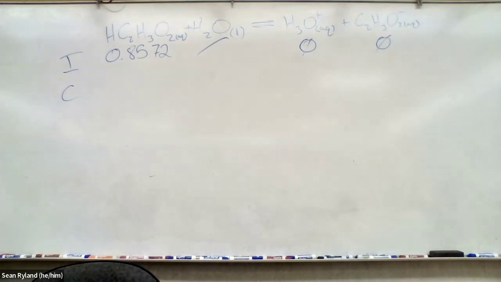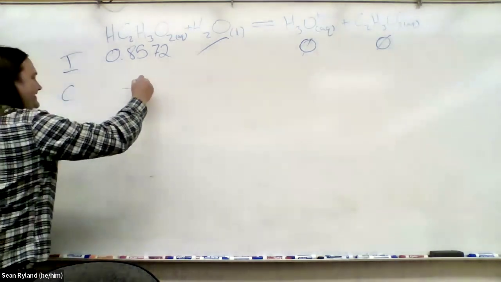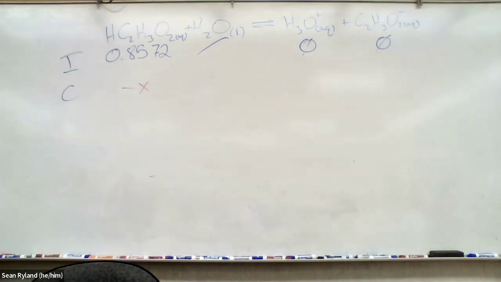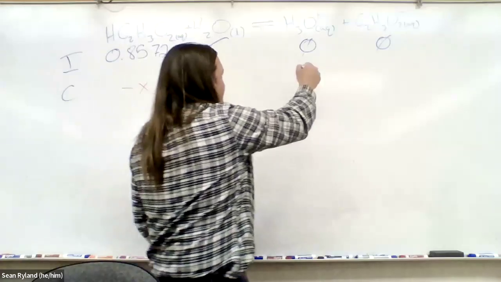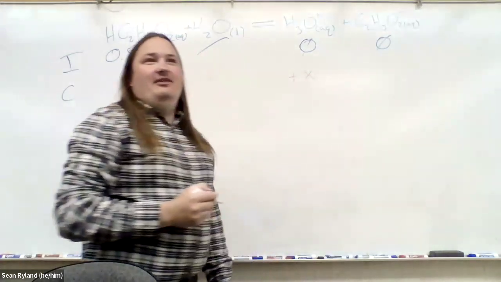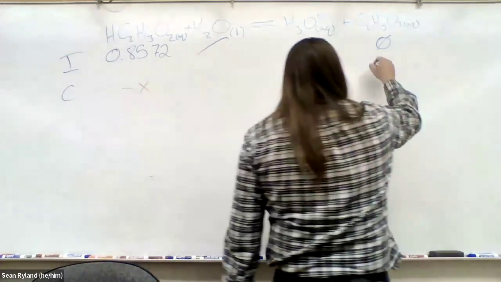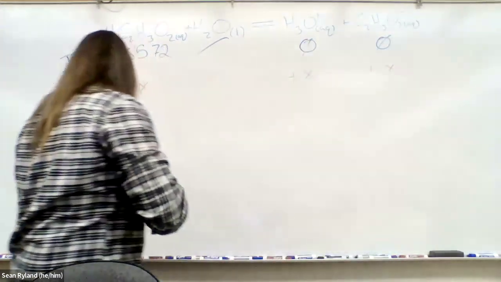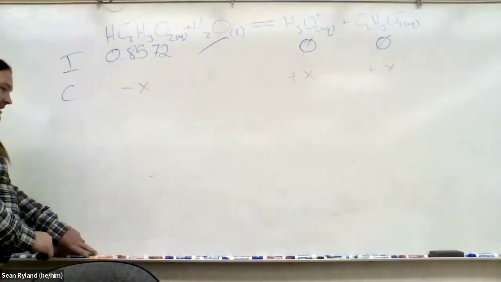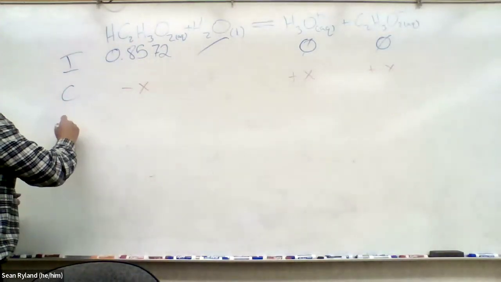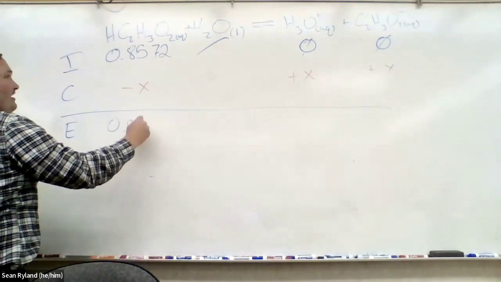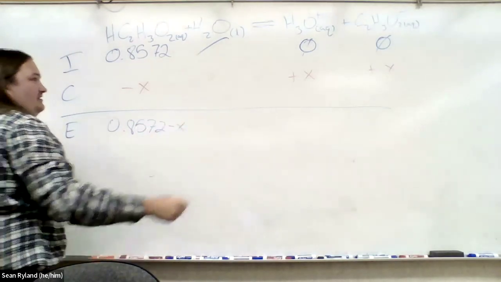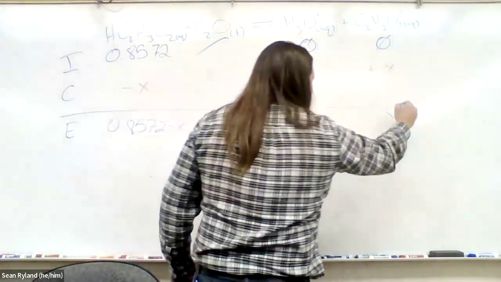All right, what's our change row going to be? Minus X. It's water, so it doesn't matter. For products, we're making them. So we're gaining X and X. So at equilibrium, we're going to have 0.8572 minus X, X, and X.